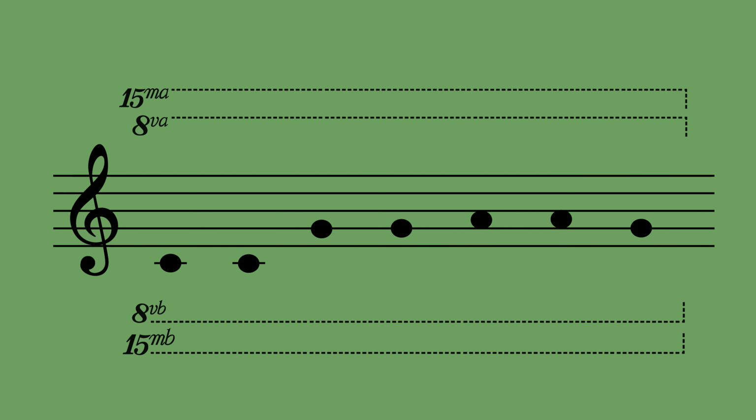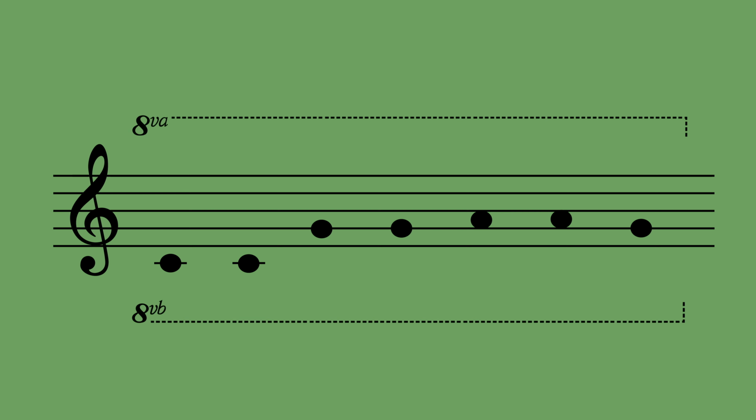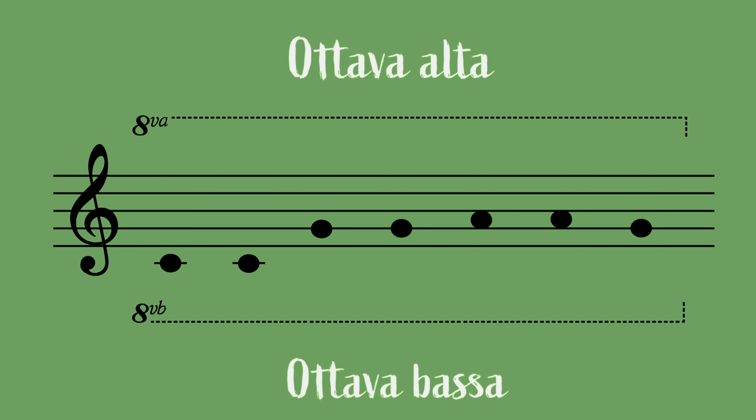those written indications are called Ottava and Quindicesima. The Ottava changes the pitch of notes by an entire octave. If an Ottava is above the staff, it becomes an Ottava Alta. So what you see must be played a full octave higher, and otherwise, if the Ottava is below the staff, it becomes an Ottava Bassa, and it lowers the notes an entire octave.